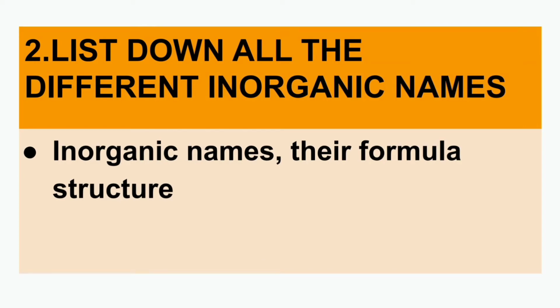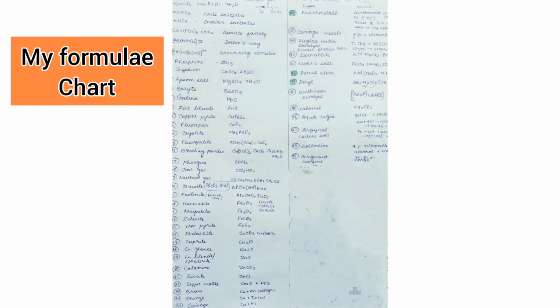So, coming to the second technique, which is listing down all the different inorganic names. When coming to inorganic chemistry, you may come across many different inorganic names, and their formulae have to be remembered, right? For example, if you have beryl, the formula for it is Be3Al2Si6O18, right? So, such formula, structure, all these you can just write them down on an A4 sheet and paste it on the wall, just like pasting charts.